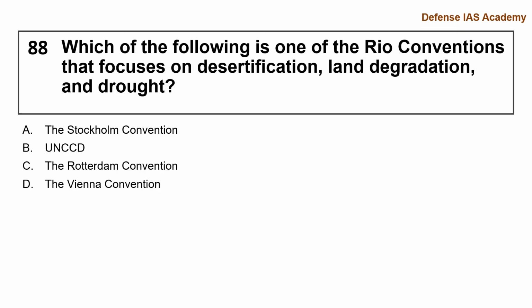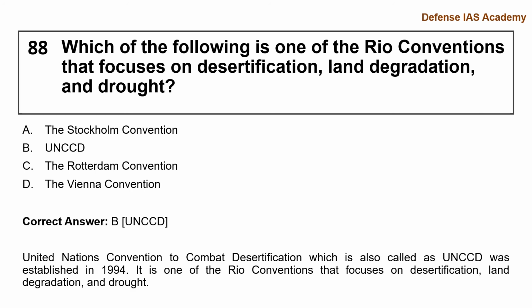Next question, 88. Which of the following is one of the Rio Conventions that focuses on desertification, land degradation and drought? The correct answer is option D, UNCCD, the United Nations Convention to Combat Desertification, which is also called UNCCD, was established in 1994. It is one of the Rio Conventions that focuses on desertification, land degradation and drought.